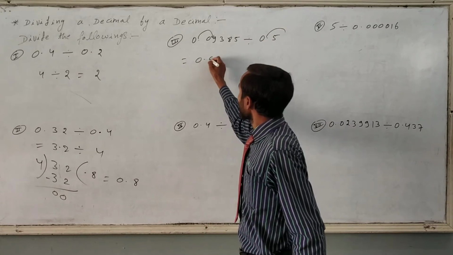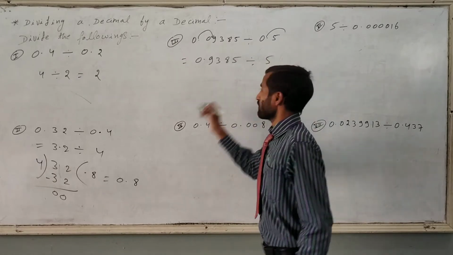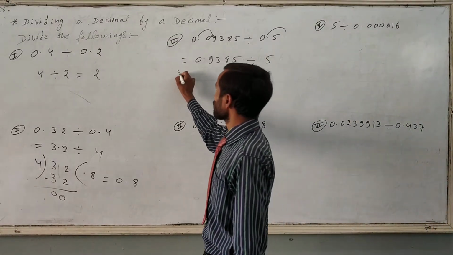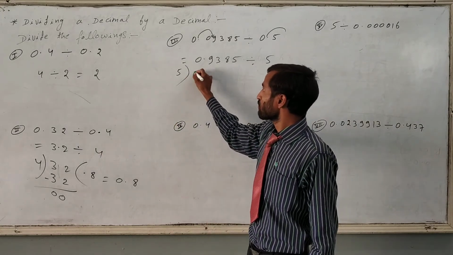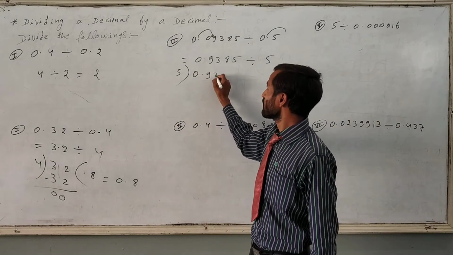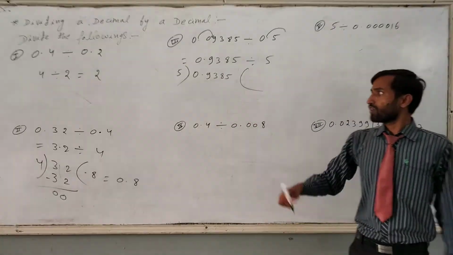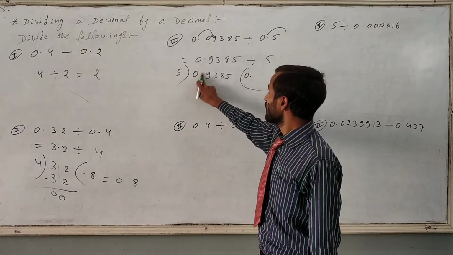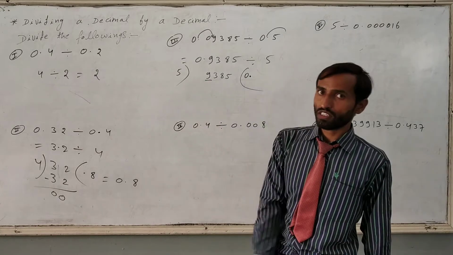So 0.9385 is divided by 5. Now we have to divide by 5, which is a whole number. We do the same process, same as this. So we divide 0.9385 by 5. First of all we remove this point in the question, put the point in the answer, and then divide. Now we divide by 9. Just take the first digit, 9.